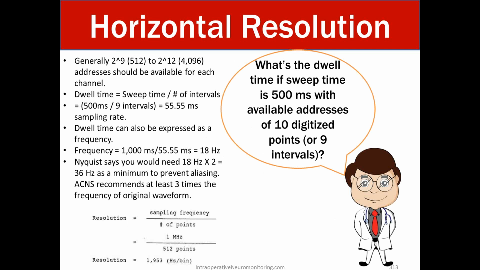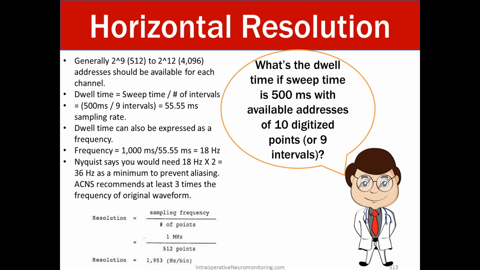Horizontal resolution is generally 2 to the 9th power, or 512, or 2 to the 12th power, or 4096. Addresses should be available for each channel. Dwell time equals sweep time divided by the number of intervals. So if we have a 500 millisecond sweep with 9 intervals, that equals a 55.55 millisecond sampling rate.